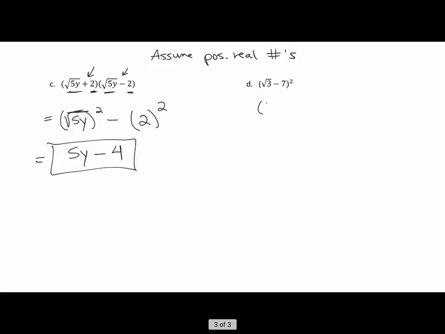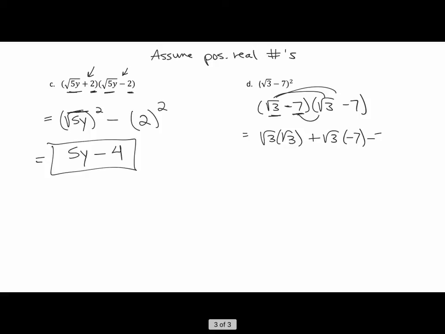For D, we have a squaring here, so we're going to multiply this base times itself. Okay. And I can use that special product if I want, but I'm just going to distribute. So multiply root 3 times root 3. And root 3 times negative 7. Then multiply negative 7 times root 3. And negative 7 times negative 7.